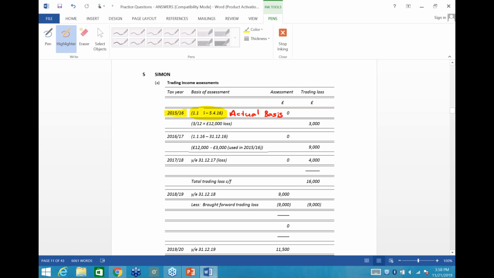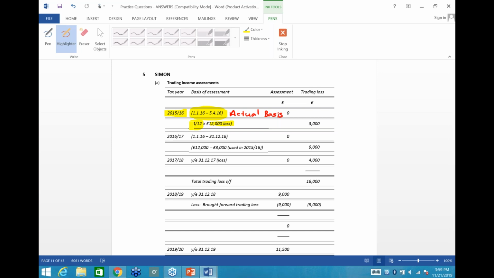Now go back to the question. Year ended 31st December 2016. For a period of 12 months, there is a loss of £12,000 for the first tax year. Under actual basis, we have to consider only 3 months of the loss.